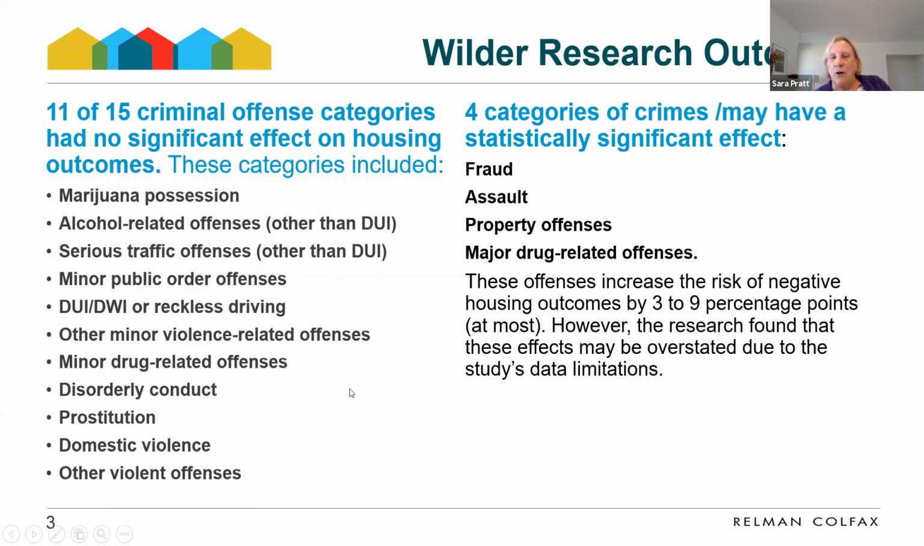They looked at a large number of criminal offense categories. Most places have some kind of blanket policy: no felonies, no misdemeanors, no felonies within the last 99 years. I mean, really? Okay. So 11 of 15 criminal offense categories had no significant effect on housing outcomes. So look at these: marijuana, DUI, alcohol-related offenses other than DUI, minor public order trespass offenses.